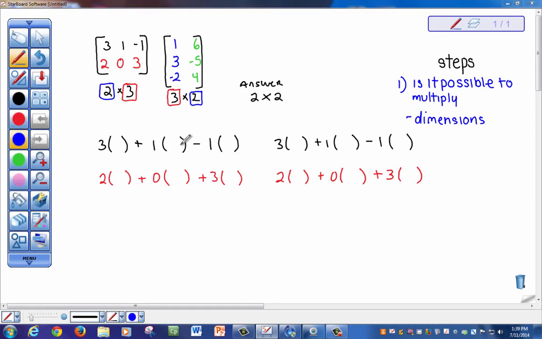Now, the numbers that will go into my parentheses here are determined by my columns. The first section here is going to have this column. So I would write 1, 3, -2, and they will continue going down. 1, 3, and -2. So hence, in the second section, I would have the second column. And of course, once again, all the way down.